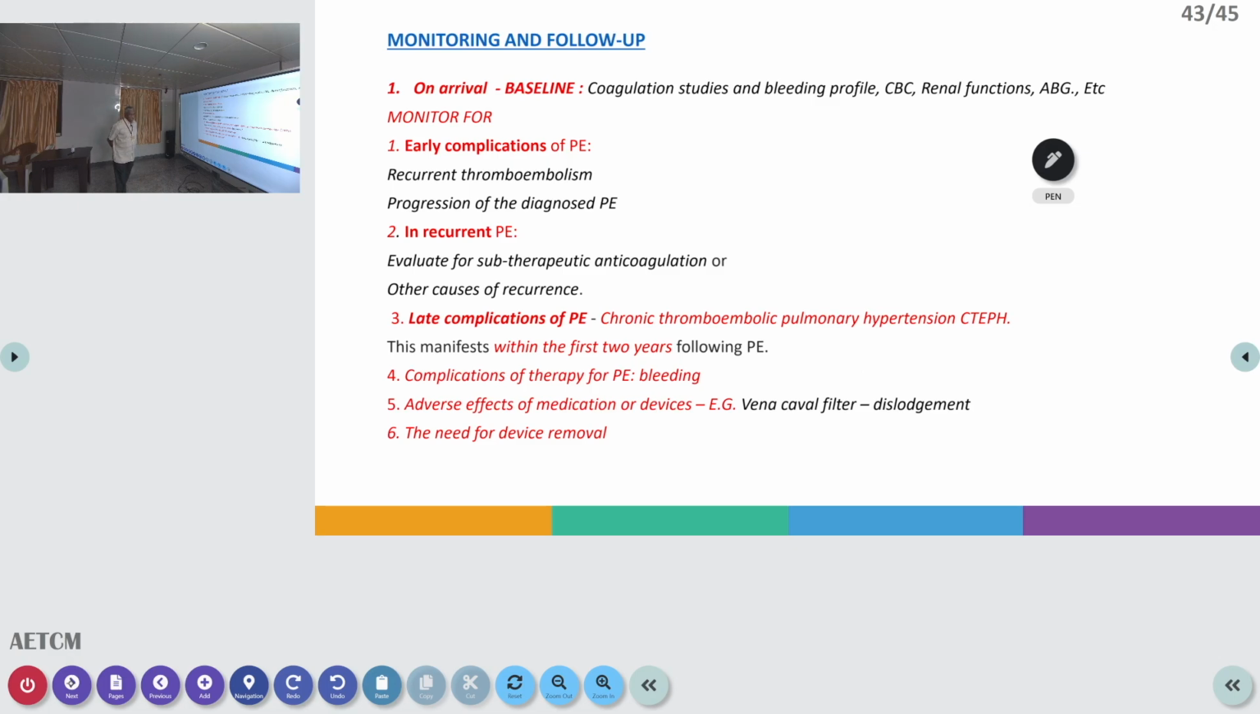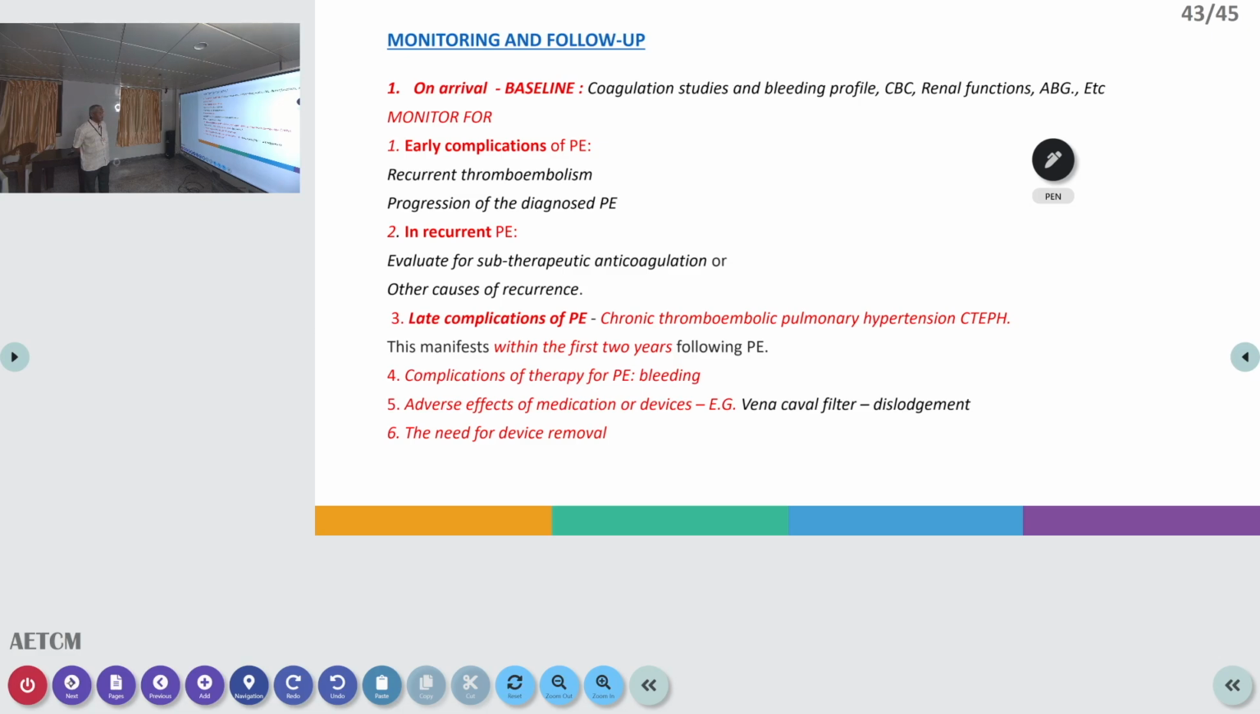So care does not stop here. Whenever the patient is discharged, we have to continue our monitoring and follow-up. We have already discussed the on-arrival baseline, and we have to monitor for early complications, either due to progression of the emboli of the diagnosed pulmonary embolism, or recurrent thromboembolism. In case of recurrent pulmonary embolism, evaluate for subtherapeutic anticoagulation, that is, inadequate dosage of anticoagulation is one of the causes for recurrent pulmonary embolism.